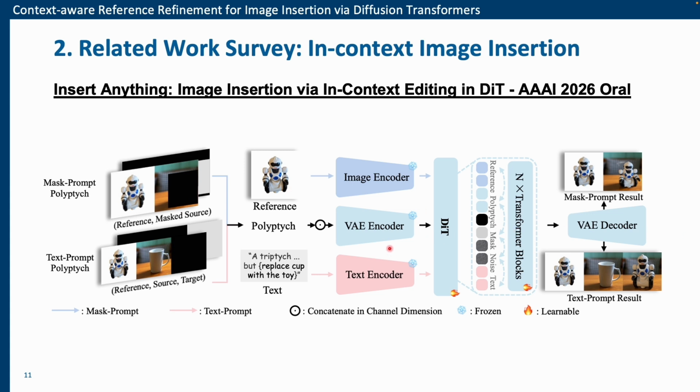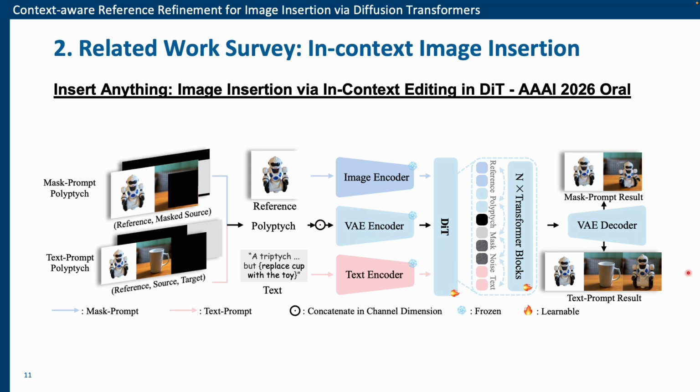Next, the inputs are arranged into a multiple panel format called a polyptych. For mask-based editing, the model uses a diptych with a reference object and mask source image. For text-based editing, it uses a triptych with the reference object, source image, and an empty target region. Then the model extracts both visual and semantic information.